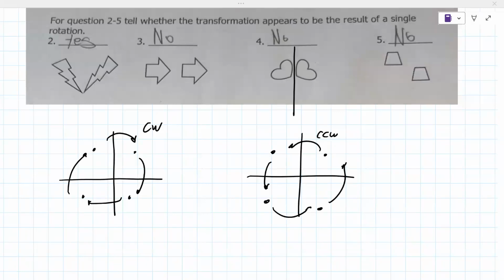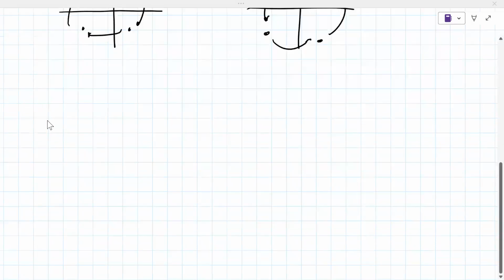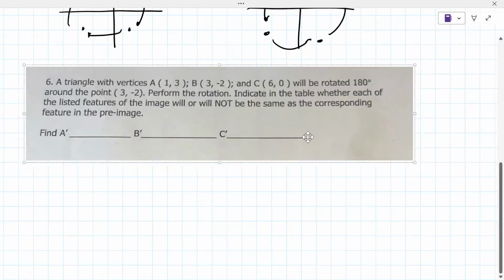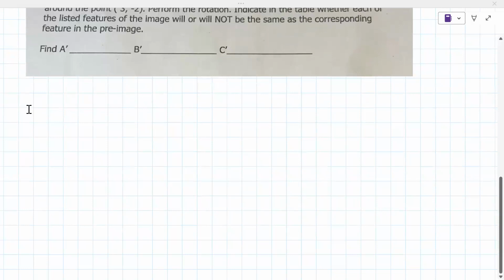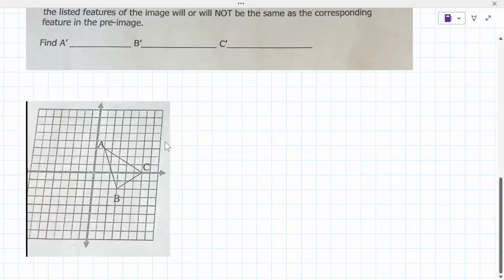Okay. So wow, this is really hard to do. These rotations are tough when they're not about the origin. So when you look at number 6 here, they have graphed it for you. So we've got to put that point. I'm not sure why they're making you do it this way. 3, -2. So 3, -2 is about point B.